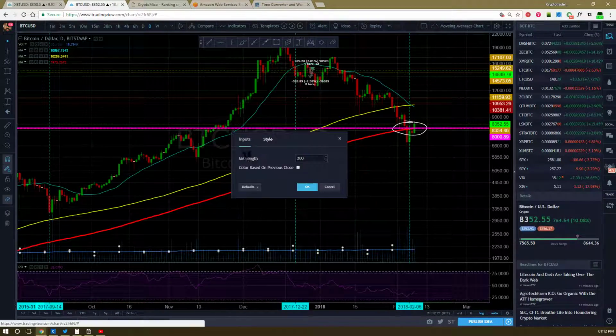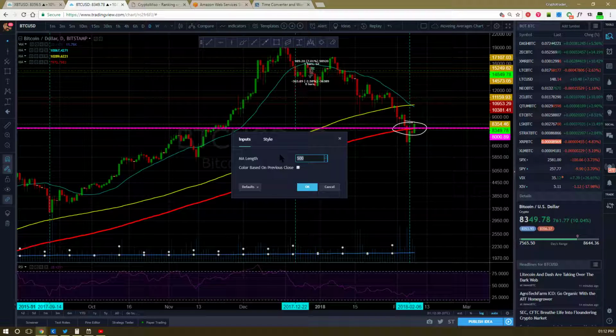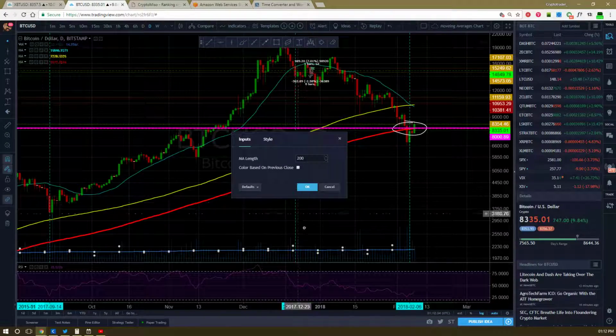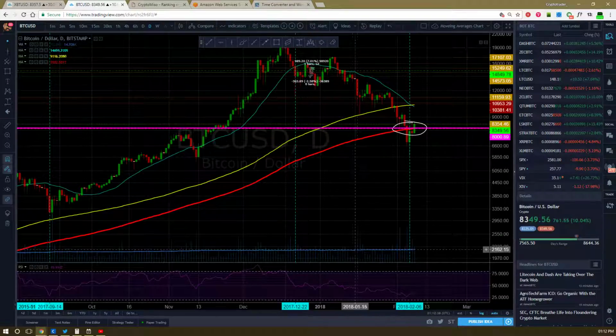Let's make this a 500. See what that does. Okay, that kind of hides what I want to show you. So let's keep it at 200. Yeah, I like that line being drawn right there. It's kind of flattening out. And here's a pop. Here's a pop.